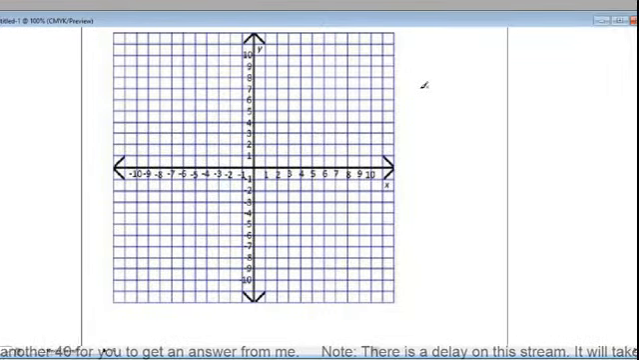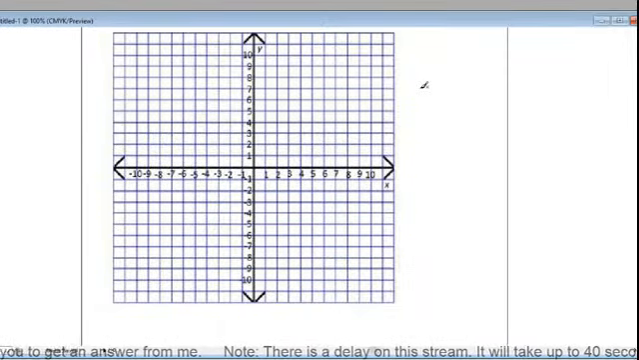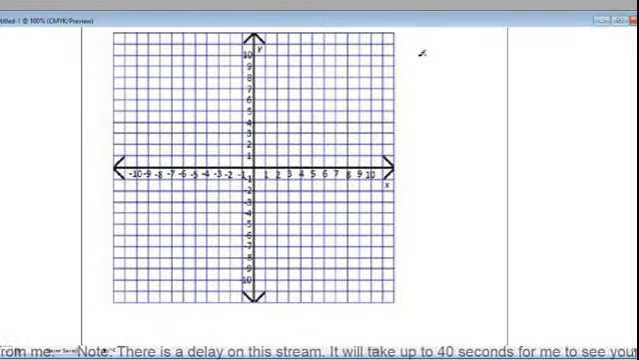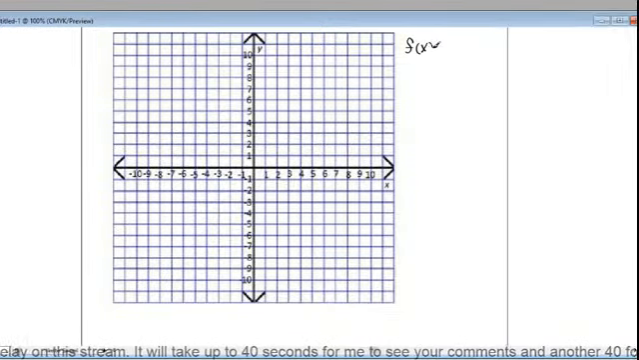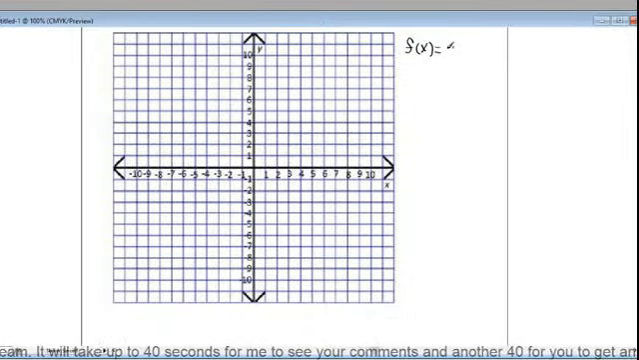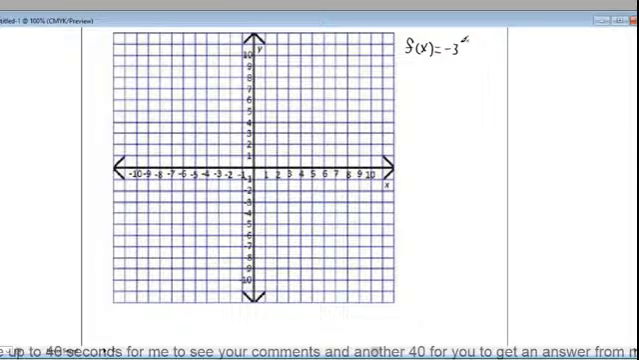So let's try another function. The last one we did was 2 to the x. What if we did a negative number? What would that do? Okay. So how about f of x equals something like negative 3 to the x?